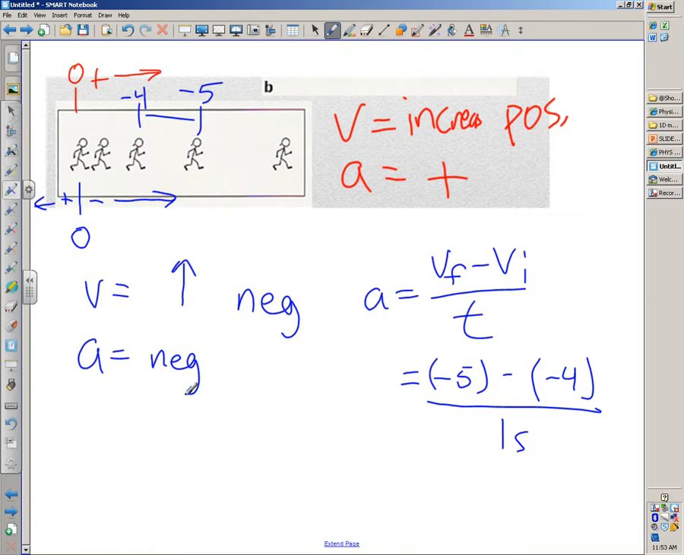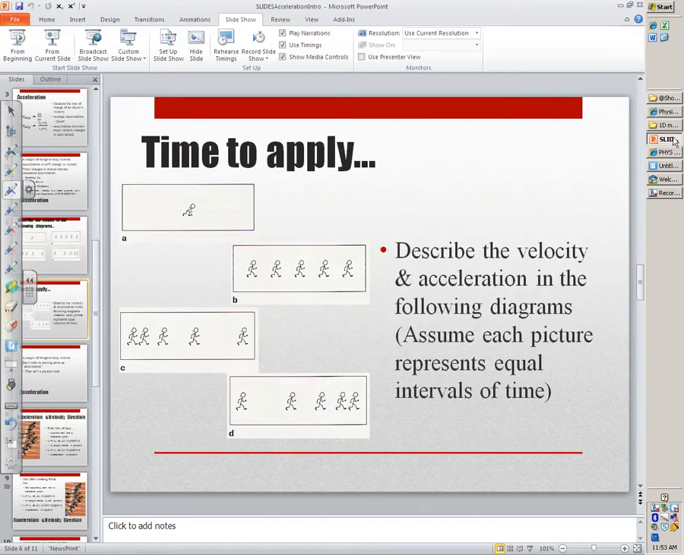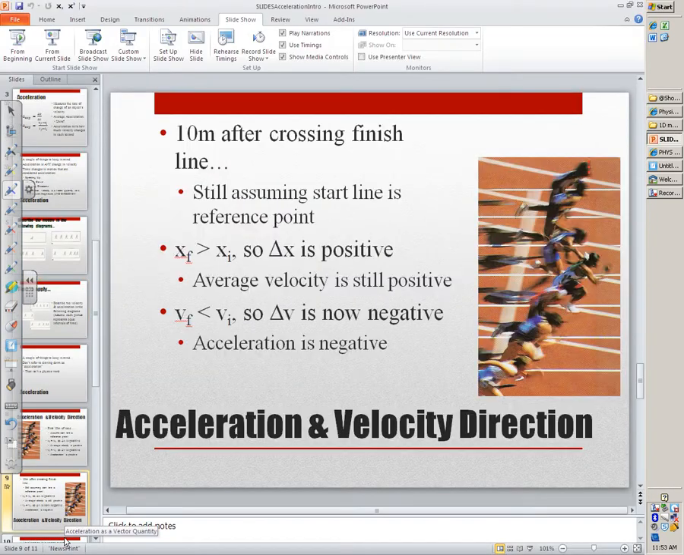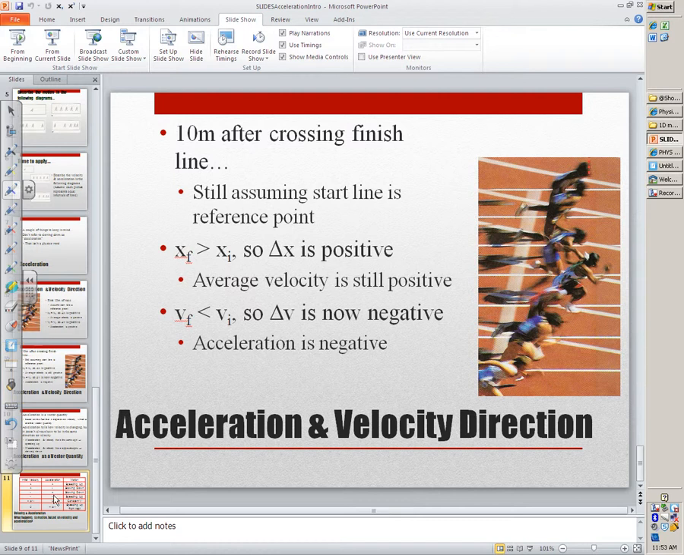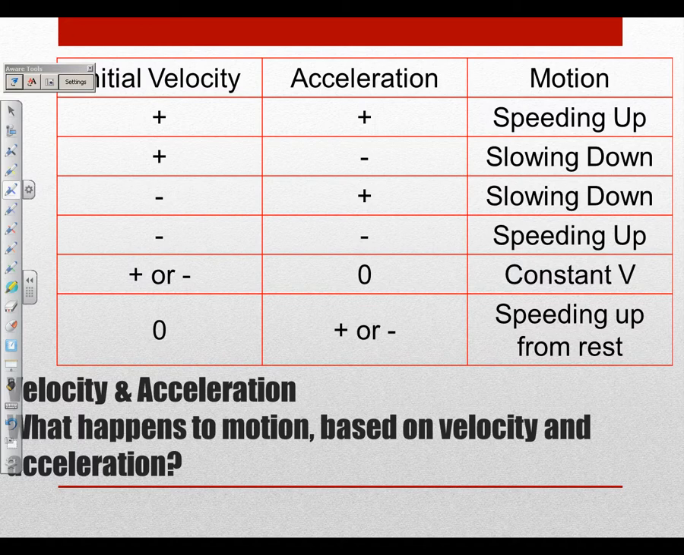Does that make sense? So don't get caught into the trap of thinking that negative velocity is automatically slowing down. It depends on which way you're going. Which brings us to this handy chart. Nope, not that handy chart. This handy chart. Okay. You can physically tell what's going to happen to the motion of an object based on its velocity and its acceleration, at least from their signs.